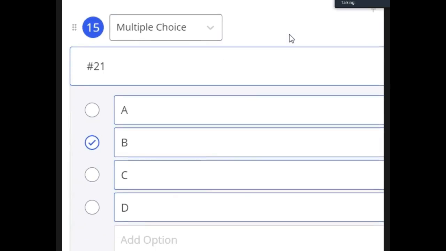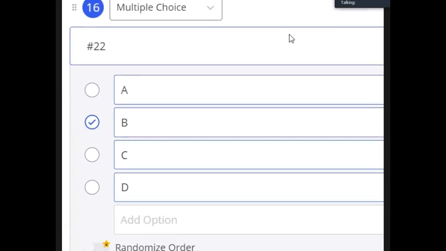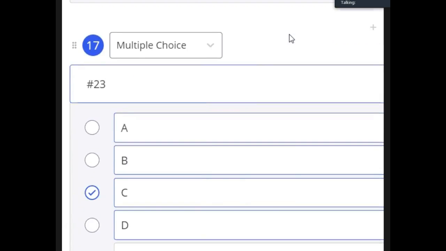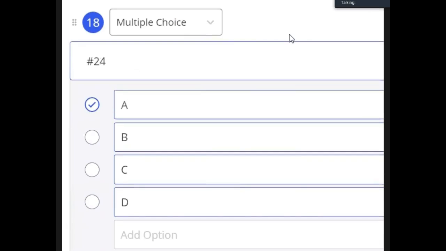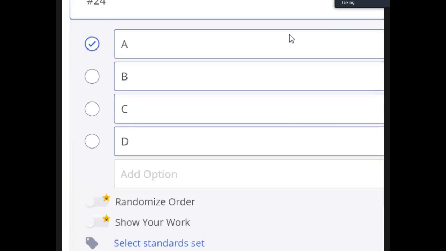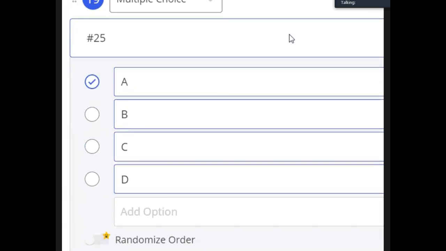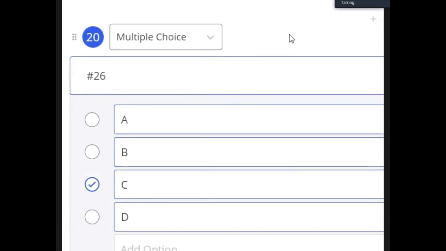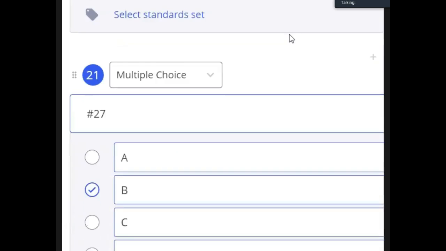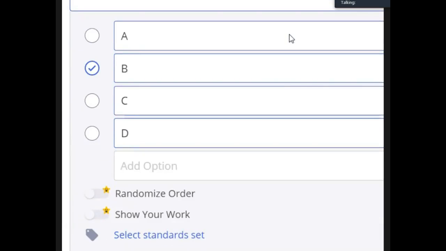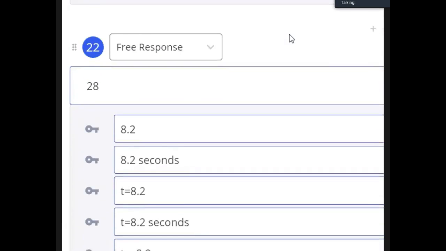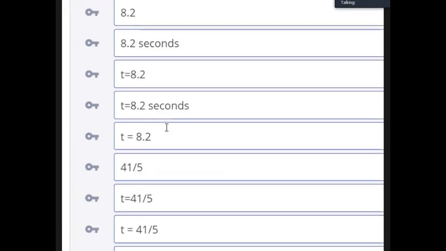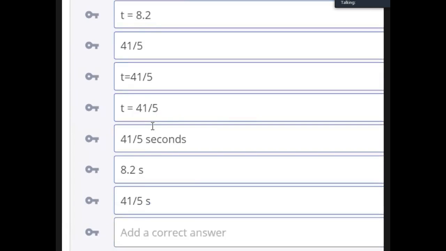21, B. 22, B. 23, C. 24, A. 25, A. 26, C. 27, B. In 28, you could have had any variation of this: 8.2, 8.2 seconds, t equals 8.2, 41 over 5, etc.